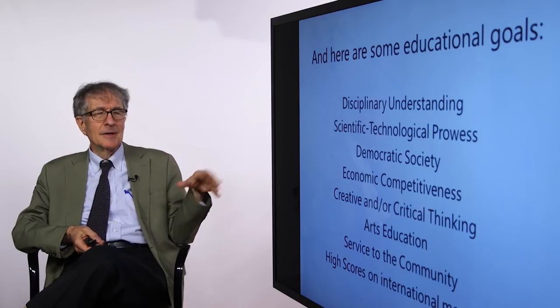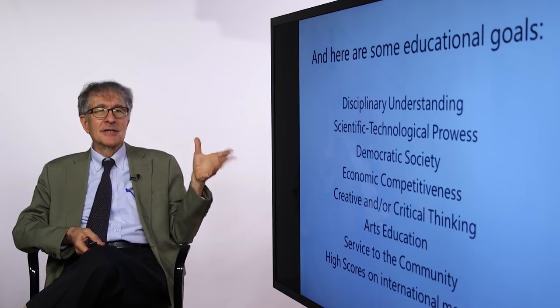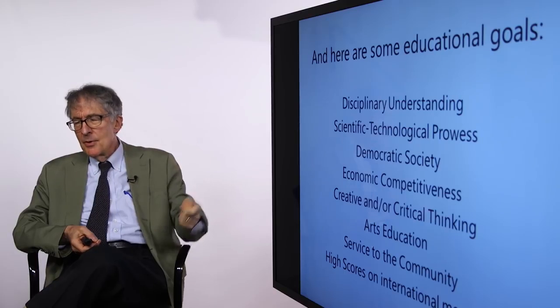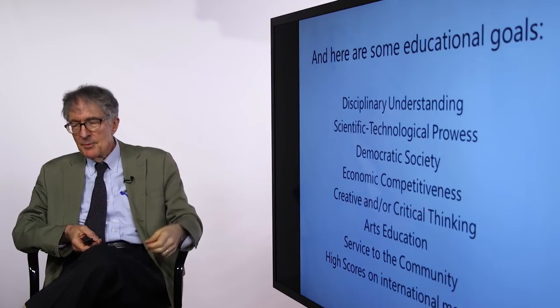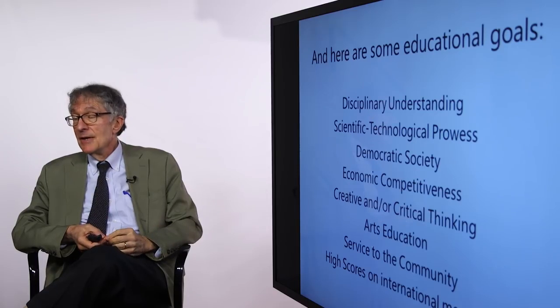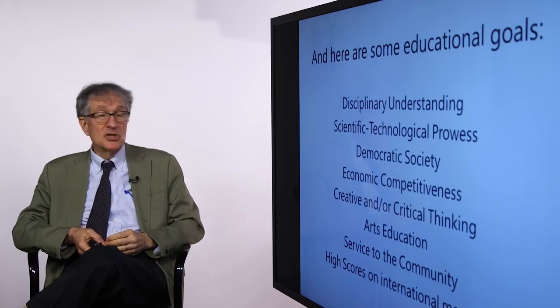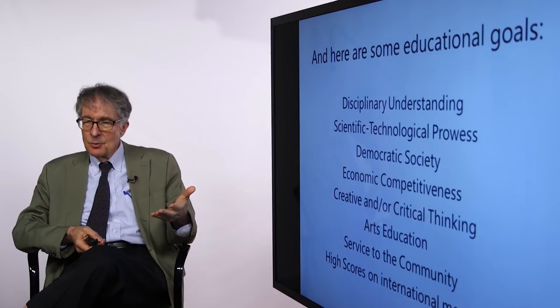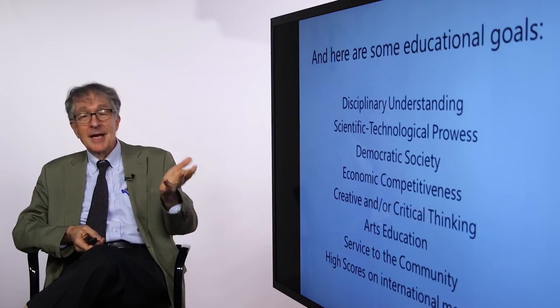Decide what's really important. And then if you decide, for example, that disciplinary understanding is very important, then you can use MI theory to say, well, what are some of the good ways to teach history? What are some of the good ways to assess history? It'd be very different if it's service to the community. That plays much more in personal intelligences. How can we use our personal intelligence to decide what to serve the community and how to go about doing it?